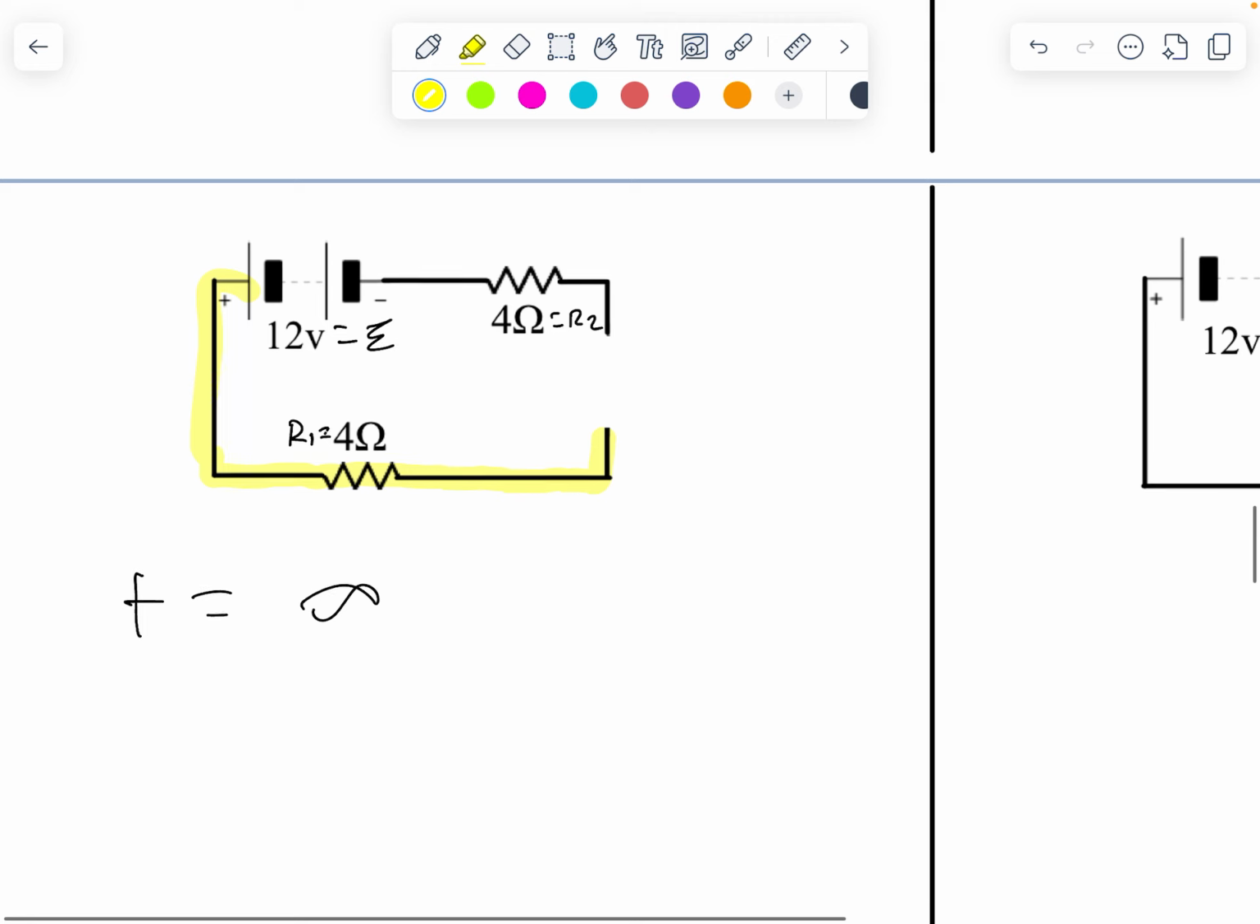And the same thing happens over here. If I consider this side, Ohm's law says that the voltage drop across resistor number 2 is contingent on the current that's flowing through it. Well, if there's no current, then there's no voltage drop either.